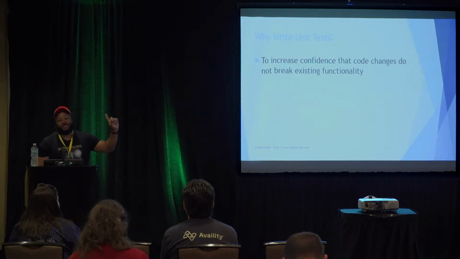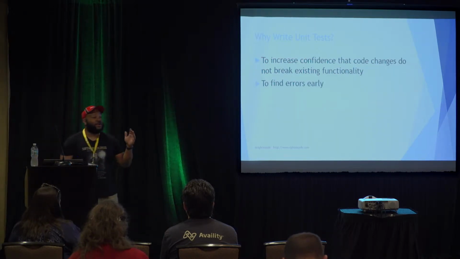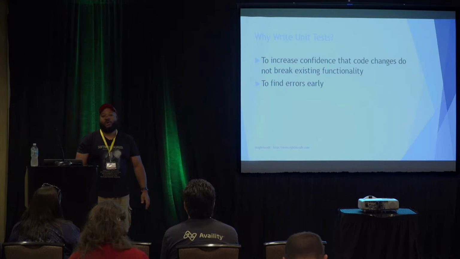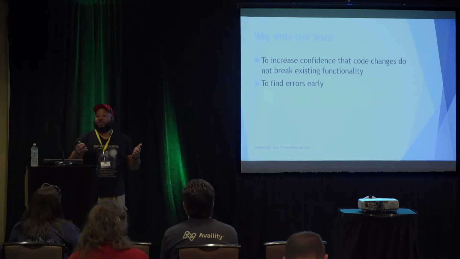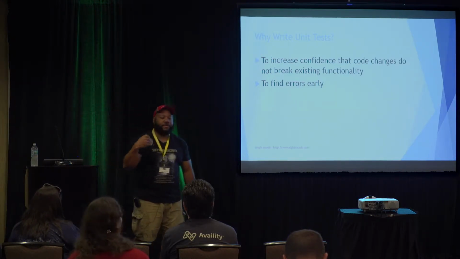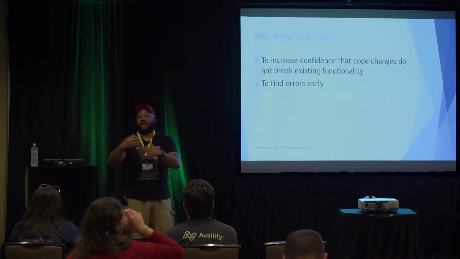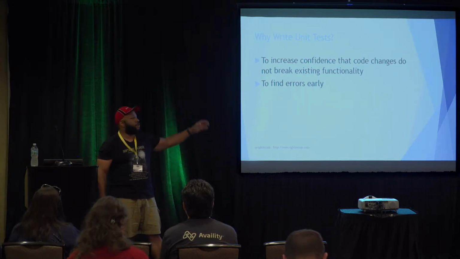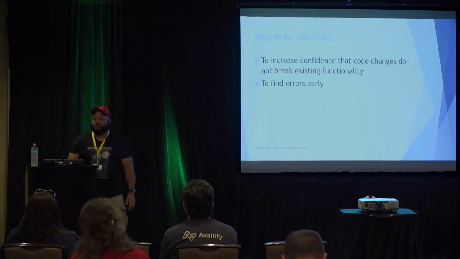So that's number one. To find errors early, right? So typically your tests are part of some build process, right? So if you're making code changes and you do a local build, and then obviously if there's something that breaks, you don't want that to get further down in your pipeline if you have a lot of automation and integration going on. So find errors early.